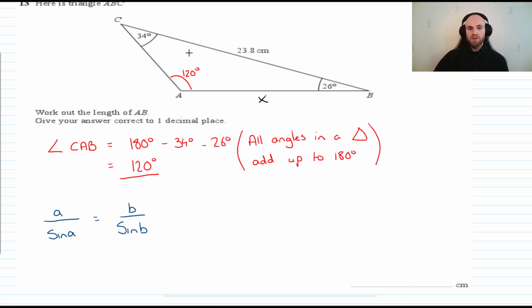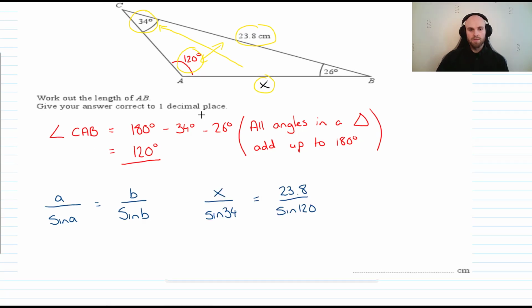So remember with the sine rule, we have a over sine A equals b over sine B. So what we are looking for is the angle and the opposite length. So for example, here we have 120 degrees at A, and the opposite length is going to be 23.8. And if we want to find out this x, we need to find the opposite angle. So we have 3 of the 4 pieces of information that we need to find x, and this is great. So therefore we can use the sine rule. So we have x over sine 34 equals 23.8 over its opposite angle, sine 120.